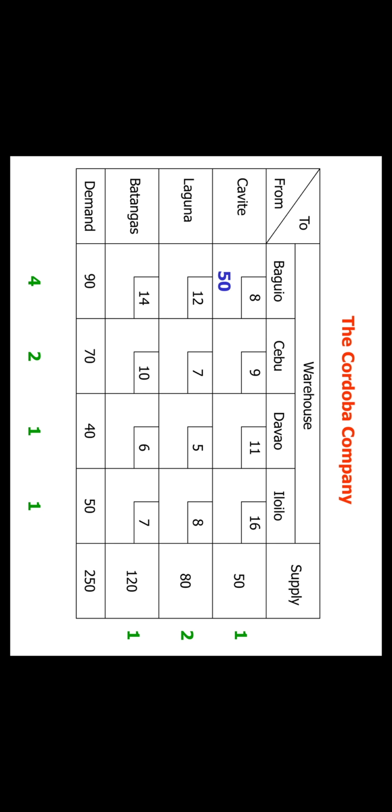With that, we have already depleted the total supply of Cavite, so we now eliminate the remaining cells in that row. And then we now reduce the demand of Baguio by 50. So from 90, it goes down to 40.